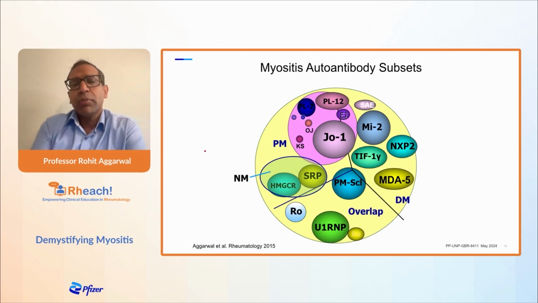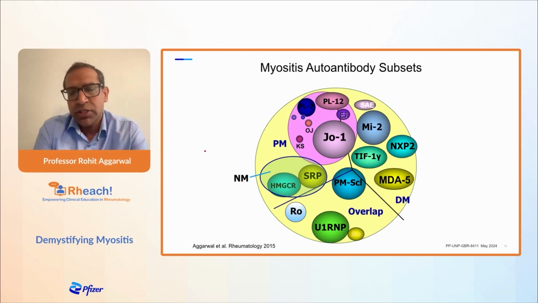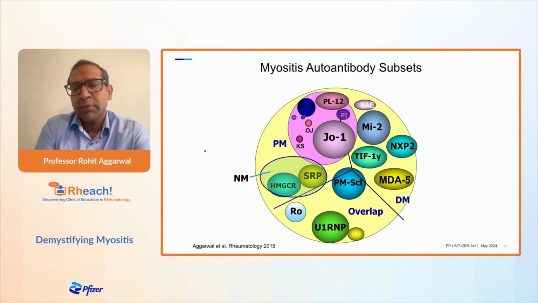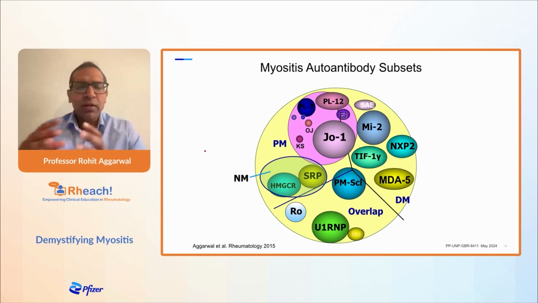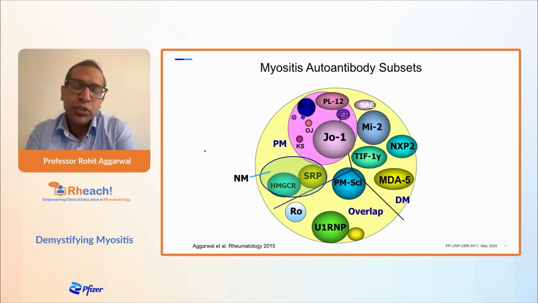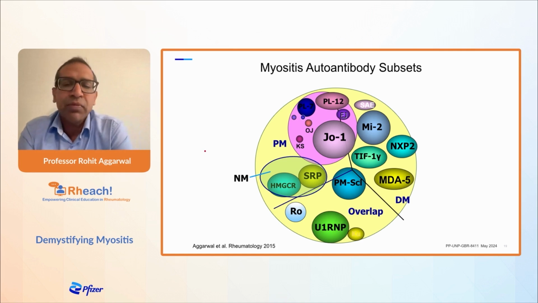I've already given you some introduction about myositis autoantibodies. The way this Venn diagram is designed is they have 4 clinical subtypes: PM, dermatomyositis, overlap, also called CTD myositis, where you have a myositis and another connective tissue disease like lupus or scleroderma, and NM, which is necrotizing myopathy. Within these 4 clinical subtypes, you see other bubbles with different names on it, and each of these bubbles represents a myositis-specific antibody.